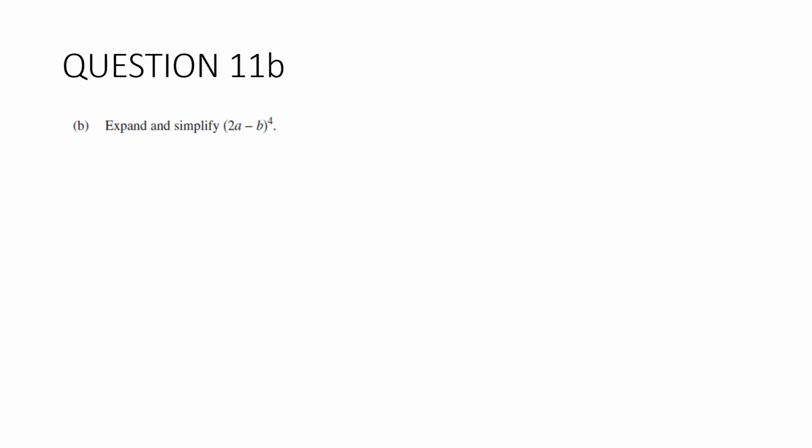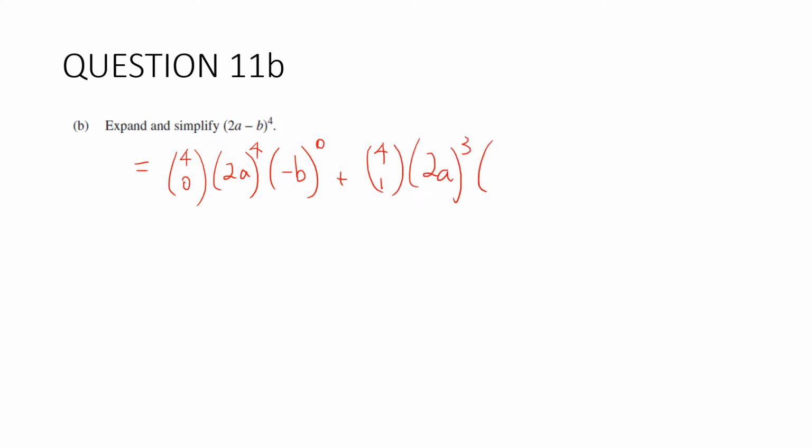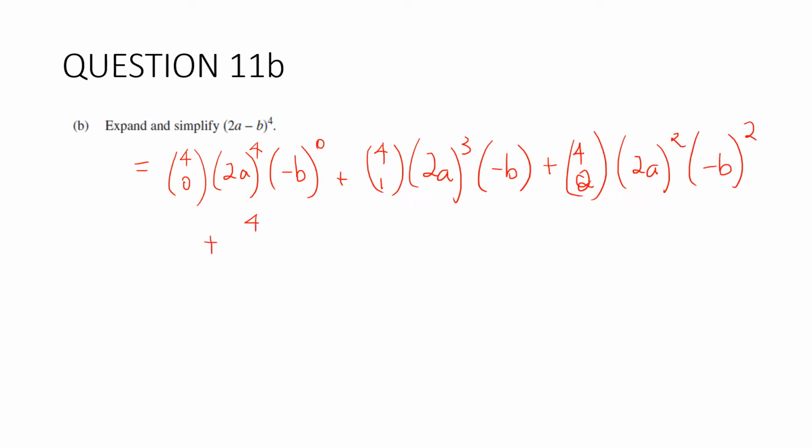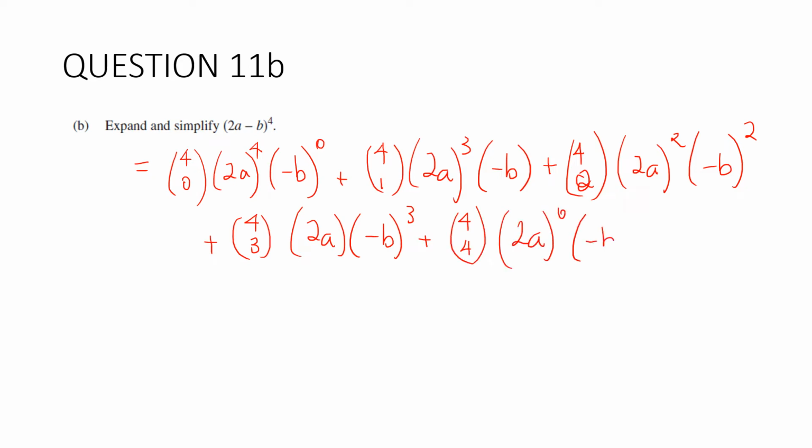11b, expand and simplify. So we're using the binomial theorem. We are going to get 4c0, 2a to the power of 4, negative b to the power of 0, plus 4c1, 2a cubed, negative b, plus 4c2, 2a squared, negative b squared, plus 4c3, 2a, negative b cubed, plus 4c4, 2a to the power of 0, negative b to the power of 4.